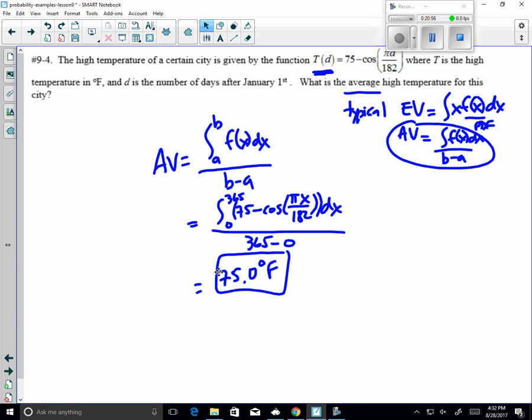And we used average there because the f of x wasn't a PDF. It was the function for the value that we were trying to find. Okay, last problem.